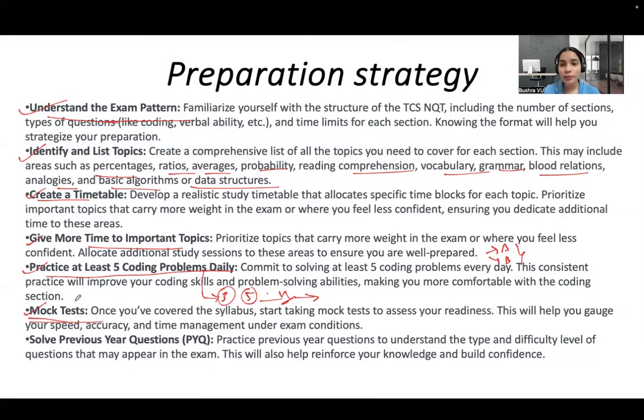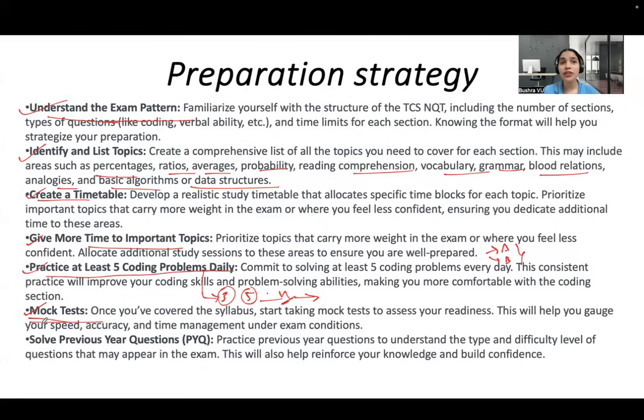Mock tests. The more mock tests you give, the easier and the more confident you will be during the test, right? Because say you have given 5 mock tests before the test. Now you know what the pattern is. You're familiar with the pattern. You're familiar with the kind of questions, and you have tried solving them in the given timeline, right? That will make you more confident. So it's very important to give mock tests regardless of which test you're going for.